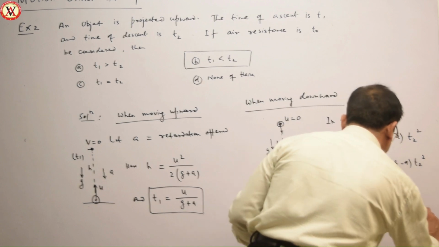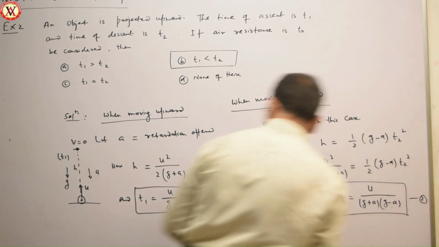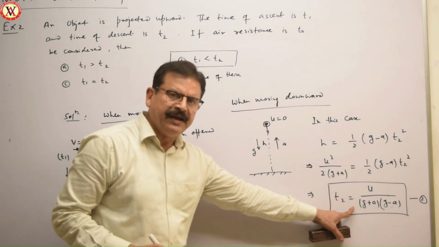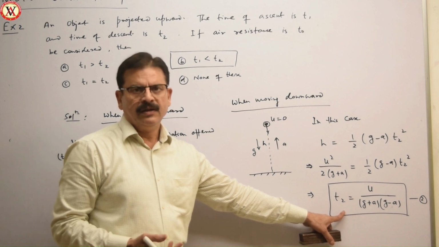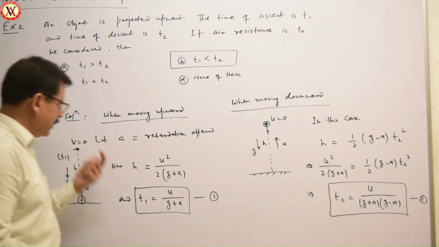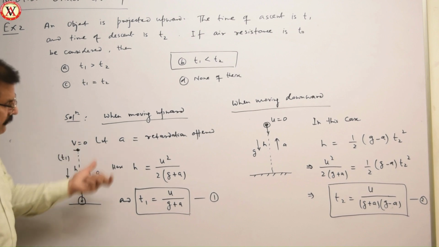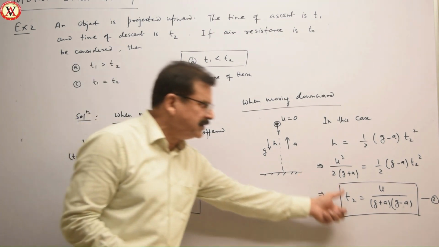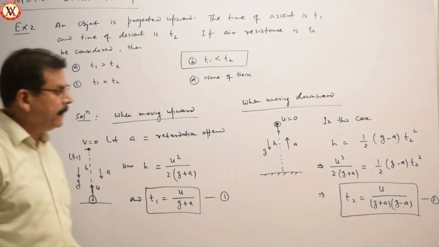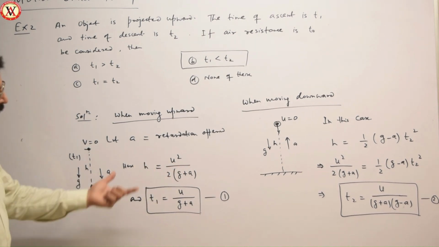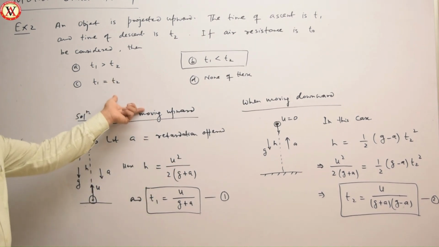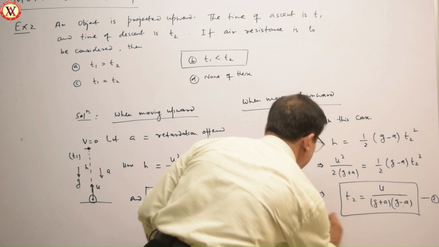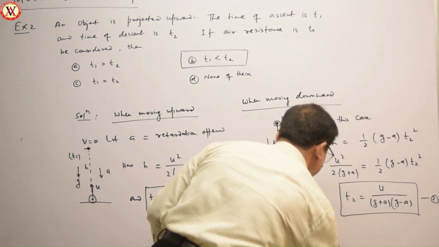Now if you compare the two equations, the first one t1 is u by g plus a, and t2 is u upon g plus a into g minus a. Very clear, they are not equal. But earlier it was equal, when air resistance was not considered. Now if air resistance is taken into account, they are different. And if we carefully compare the two, we find t1 is less than t2. So therefore, equations 1 and 2 follow that t1 is less than t2.